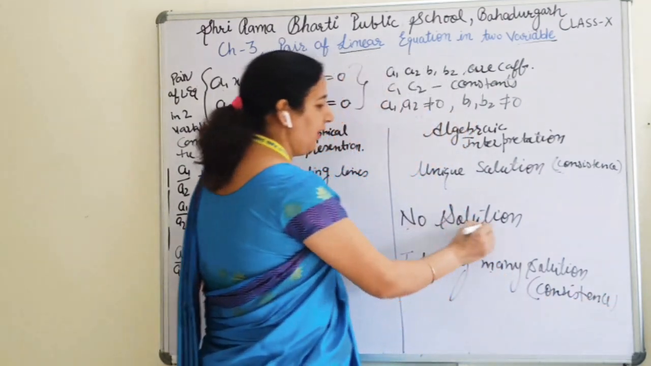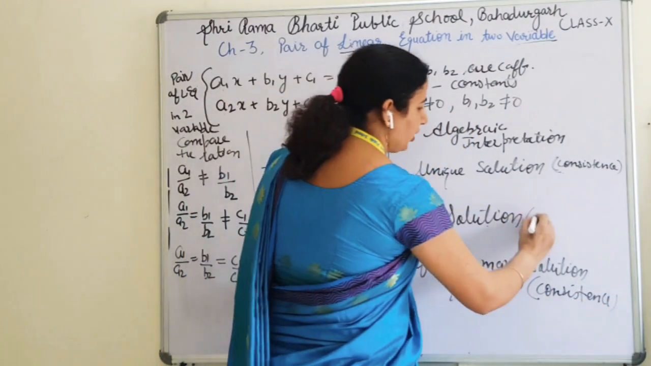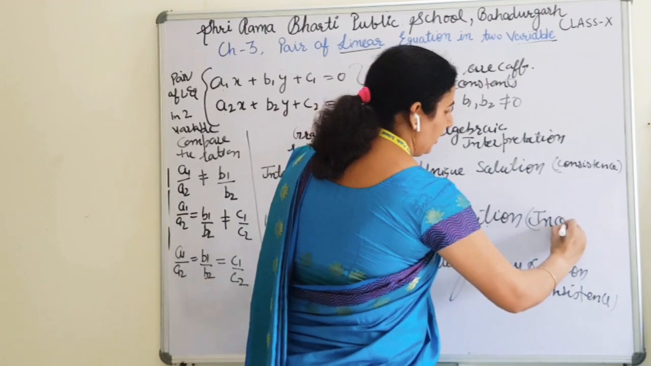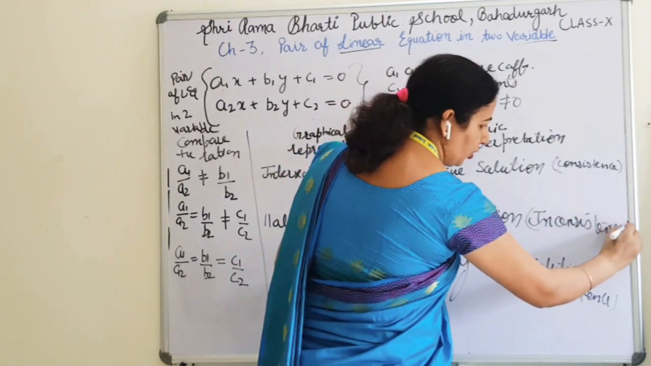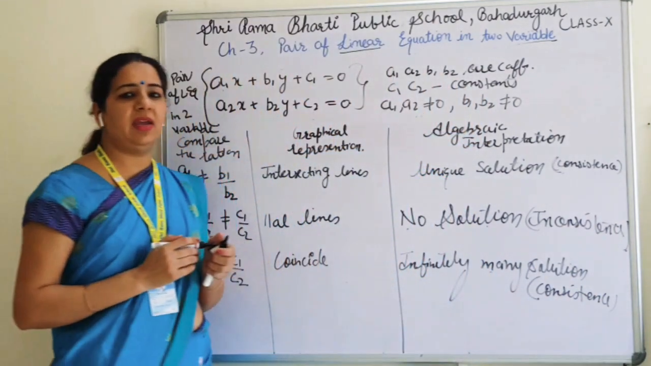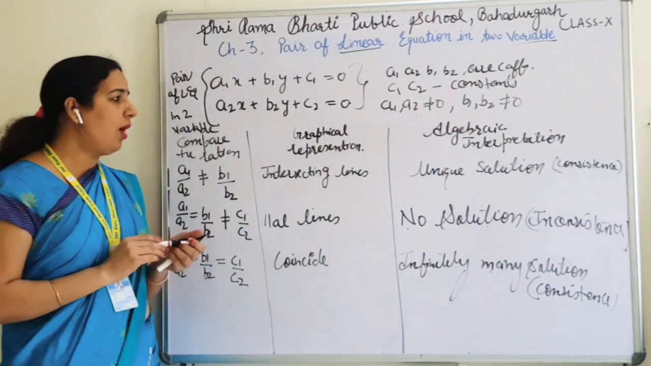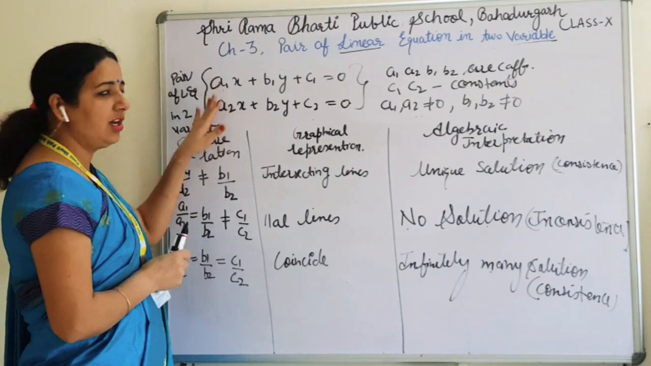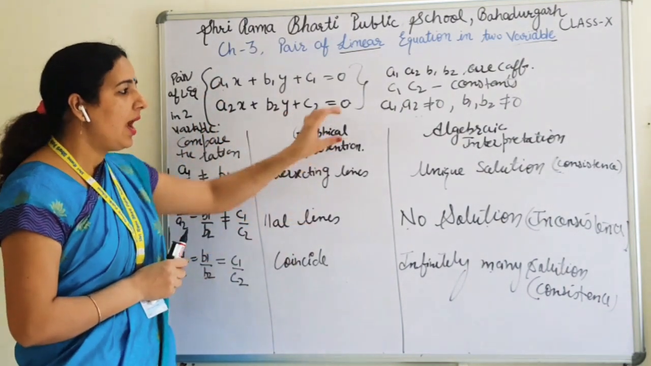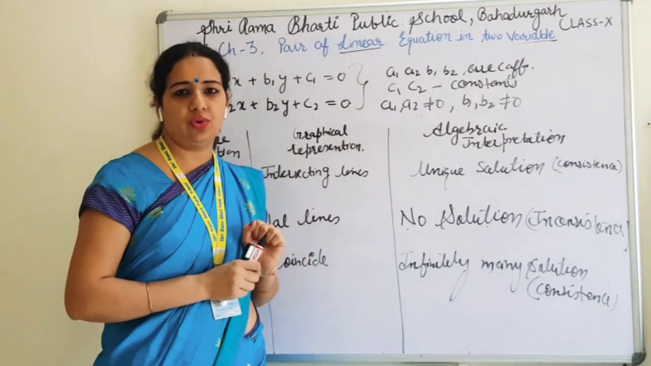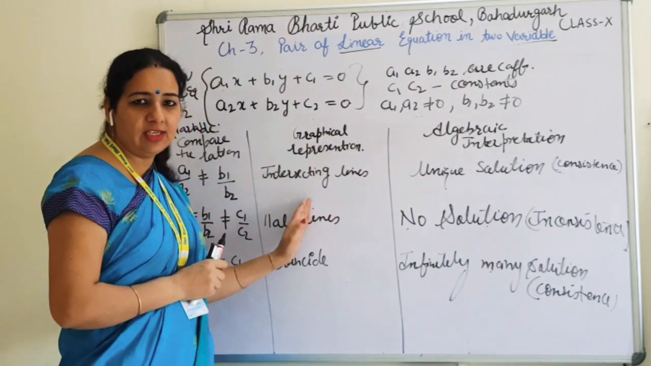But here they have no solution. No solution means inconsistent. So at this time their system will be inconsistent. So by just comparing the ratios, we can tell the graphical representation and the algebraical representation also. Let me correlate these two.